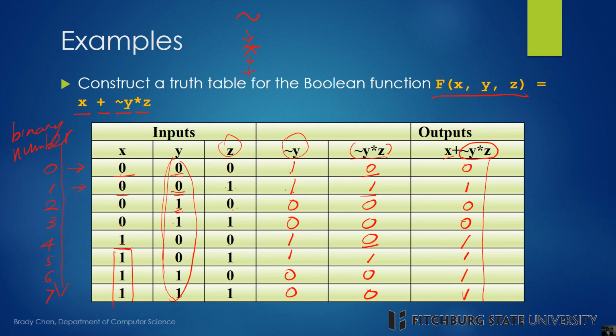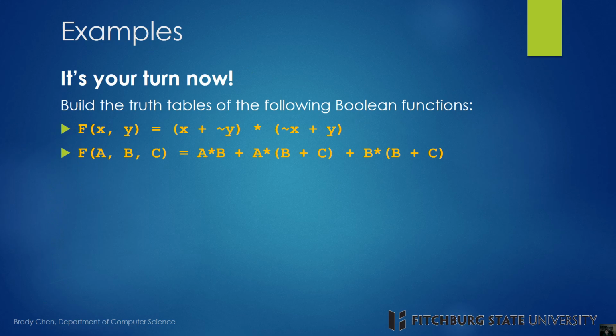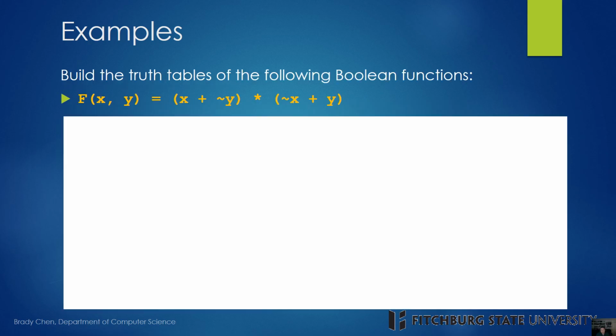So, is that simple? Now here's your turn. Let's build the truth tables of the following Boolean functions. The first function, f of x and y, takes two parameters, x and y. And then the second function is f of a, b, and c. So let's work on this. Okay, are you ready? Let's work together on the first Boolean function.